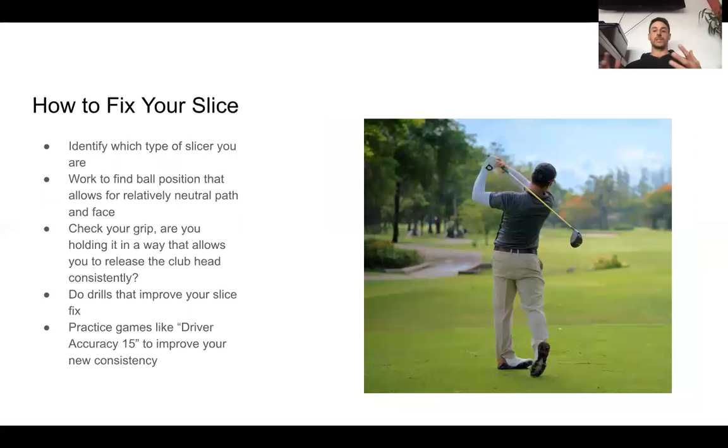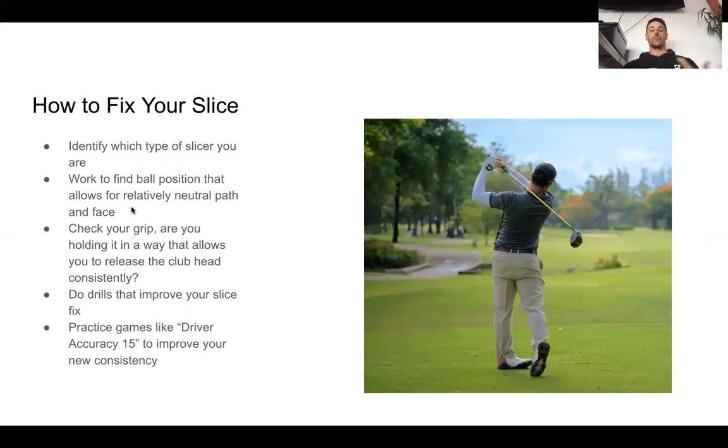So how are we actually going to then fix this slice? We know what causes the different kinds of slices. How can we actually fix this? So step one is to identify what kind of slicer you are. Are you pulling it and then it's slicing, or are you starting it right and then it's slicing? That's going to give us some key insights on your swing path. If you're pulling it and then it's slicing, your path is to the left. And if you're pushing it and then it's slicing, your path is to the right.